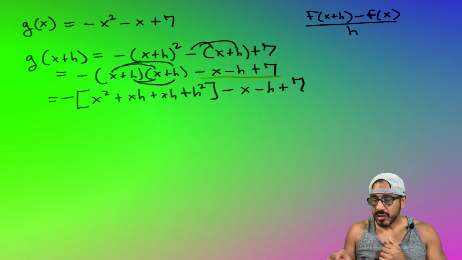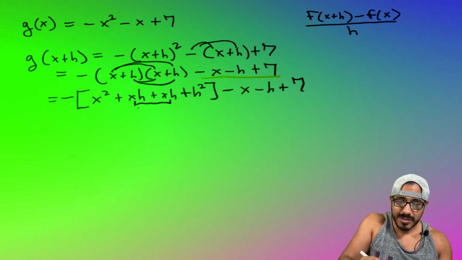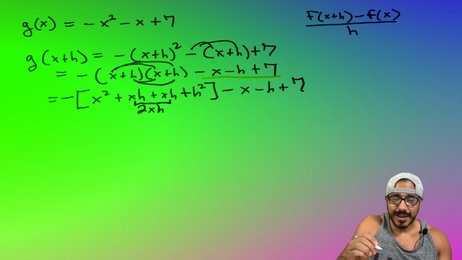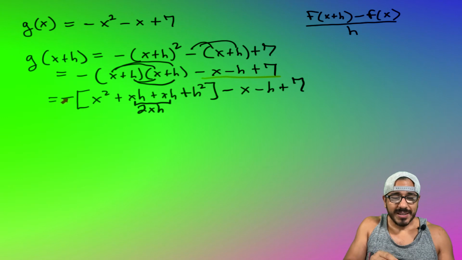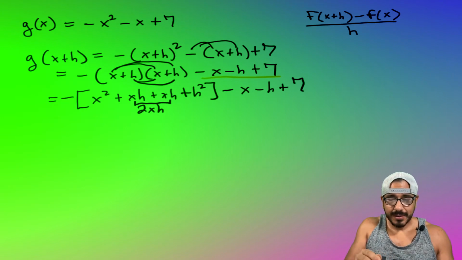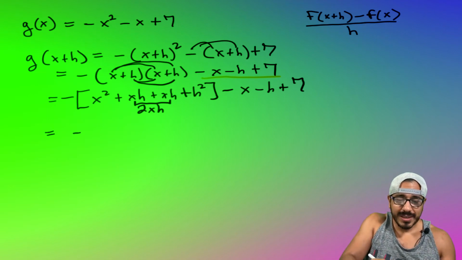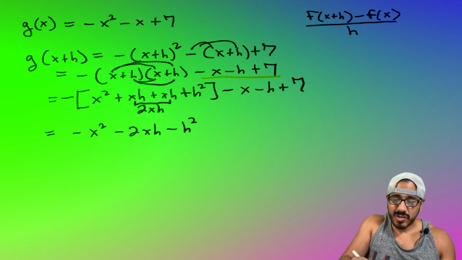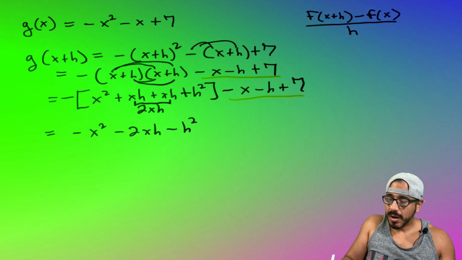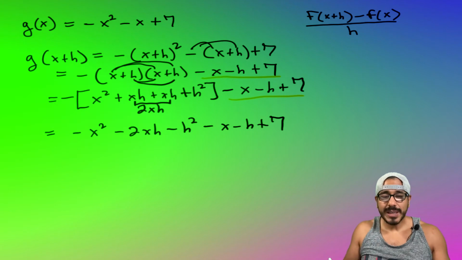And now it's your choice. You could combine these two. Let me write the answer right here. When we combine these two, they give us 2xh. And if you want to take that extra step and rewrite it, that's a good idea as well. So now I'm going to distribute this negative sign here, here, and here. All we're doing is algebra, nothing new here. So we end up with negative x squared minus 2xh minus, oh, I almost fell for the trap, minus h squared. And then we're going to bring all this down. And that's what we're left with.